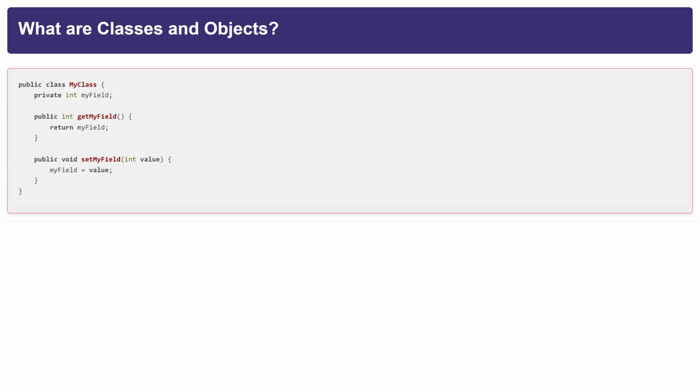Let's consider a simple class called myClass. It has a private integer variable called myField. We can access this variable using getter and setter methods. The getter method, getMyField, returns the value of myField, while the setter method, setMyField, allows us to set its value. This is just a basic example of a class in Java.